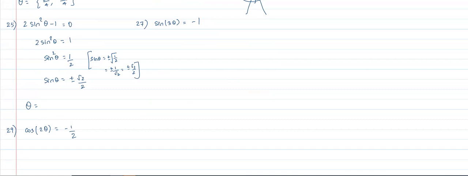So all the angles are going to be odd multiples of pi over 4. So pi over 4, 3 pi over 4, 5 pi over 4 and 7 pi over 4. Okay, next one. Sine 3 theta is -1. Where is sine -1? It is -1 for the angle 3 pi over 2. So it is 3 pi over 2 plus 2k pi. I divide by the 3.